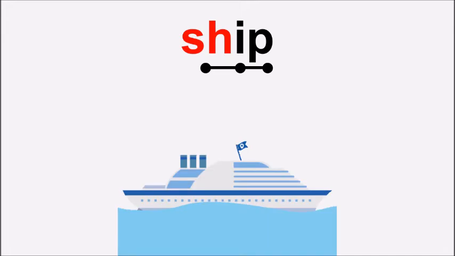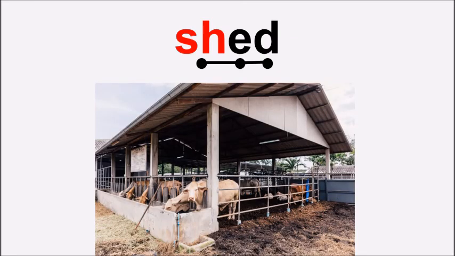Next word. Sh, i, p, ship. This is a ship. Read this word, sh, e, d, shed. This is a shed. And who lives in a shed? Cows live in a shed. You can see so many cows in the shed.